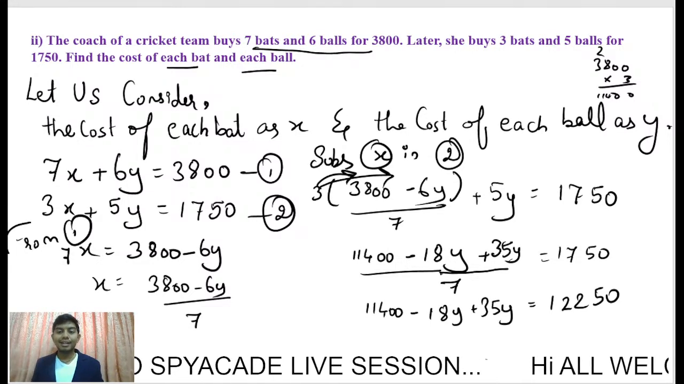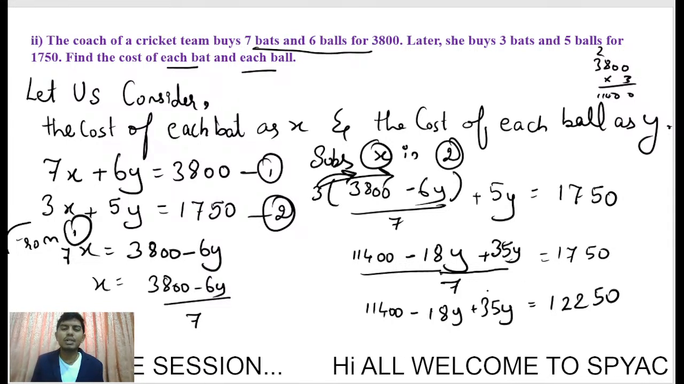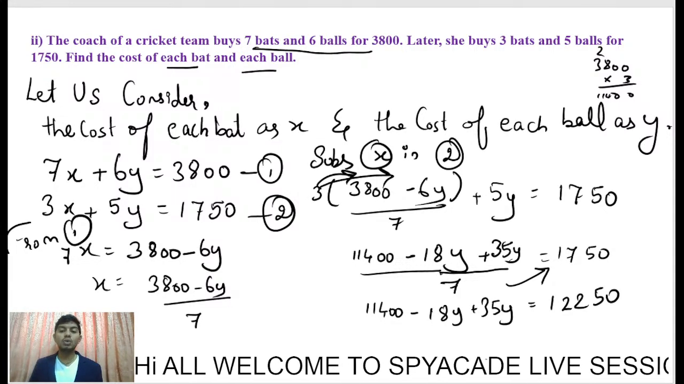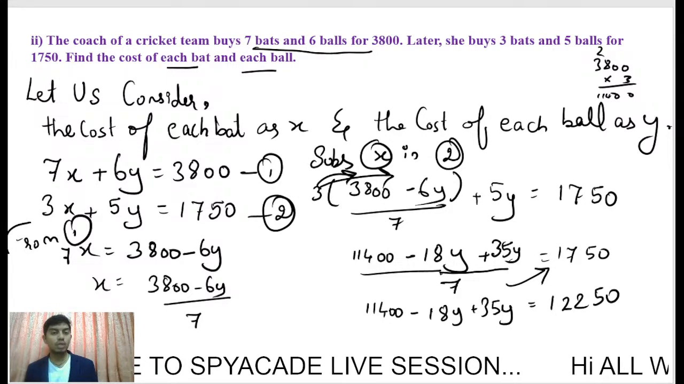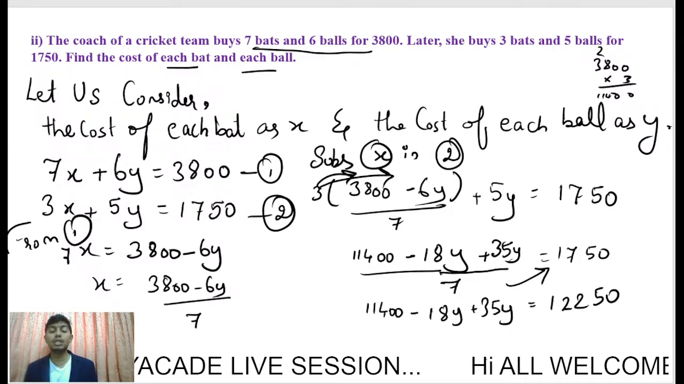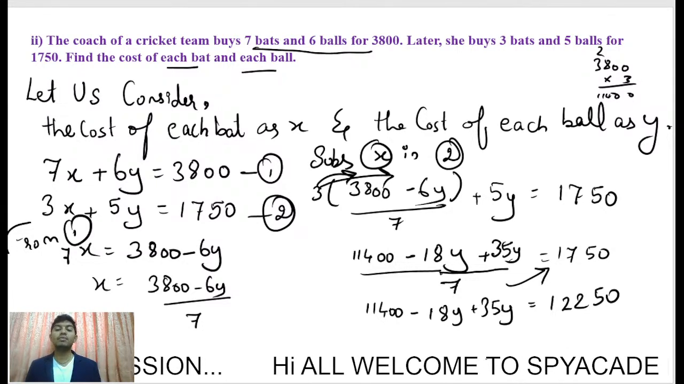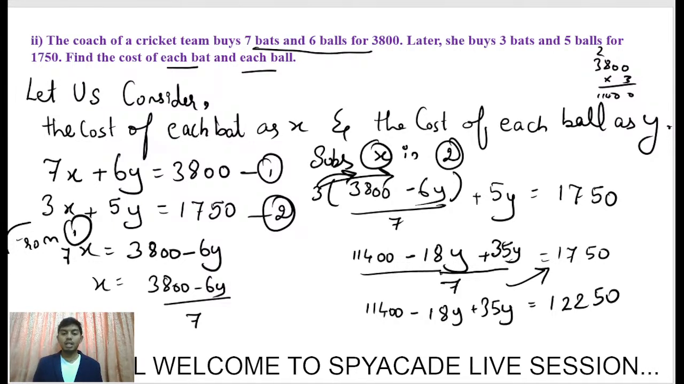How, sir? 1750 into 7. You just multiply, because here 7 is in division. When this 7 comes to the other side of the equal sign, it becomes multiplication. And so we are multiplying that 7 with 1750. So this is going to be the answer.